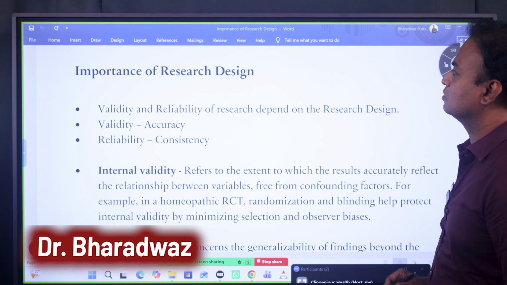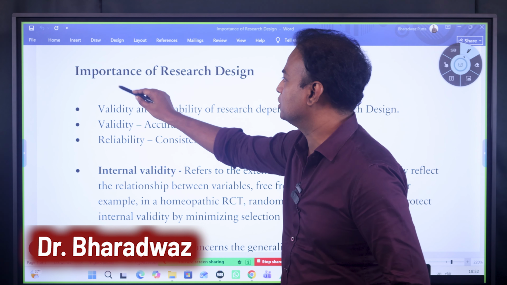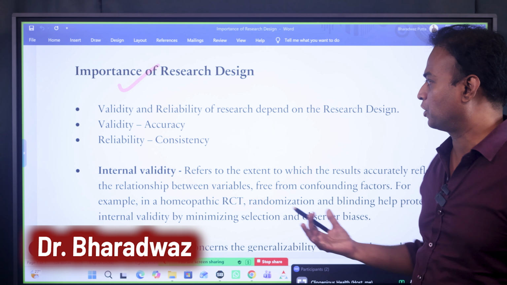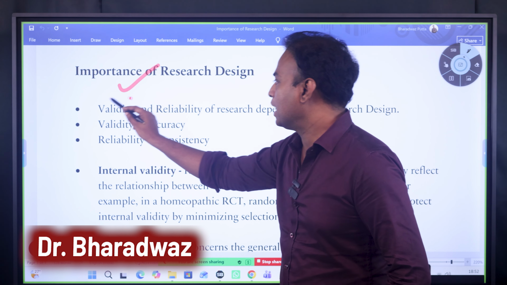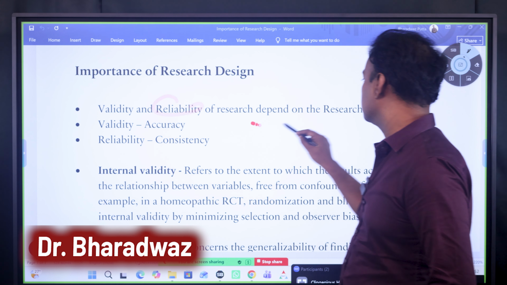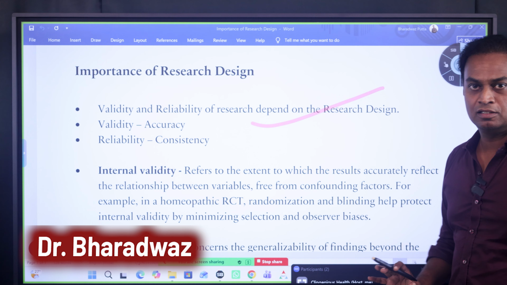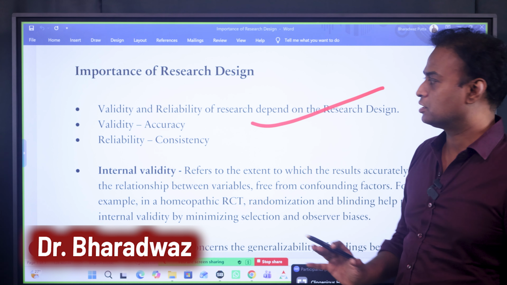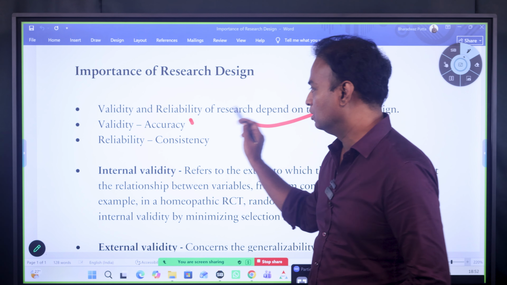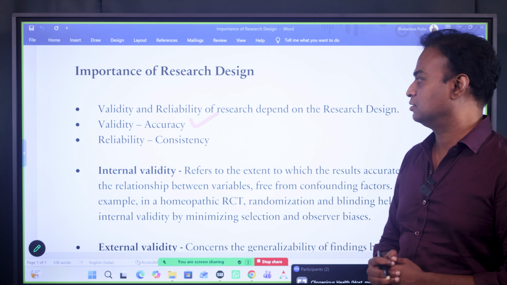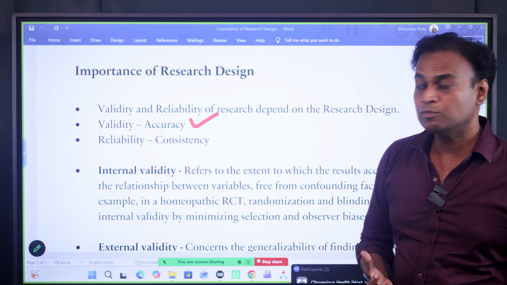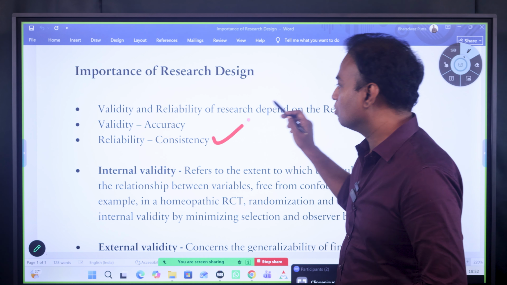So now we will discuss the importance of research design, and why research design is important. First, the validity and reliability of research depend on the research design. So what is validity and what is reliability? Validity is accuracy. How accurate are your results? That is validity. Reliability is how consistent your results are.